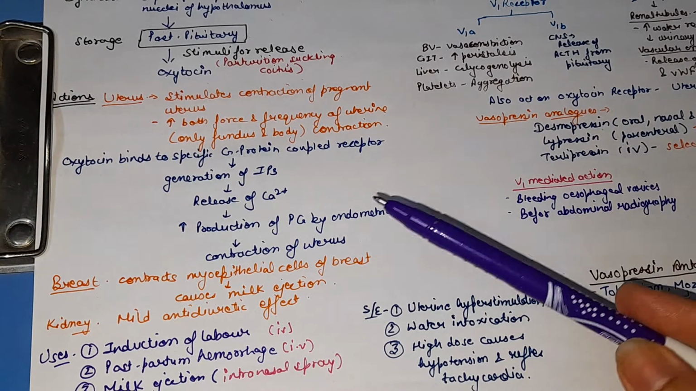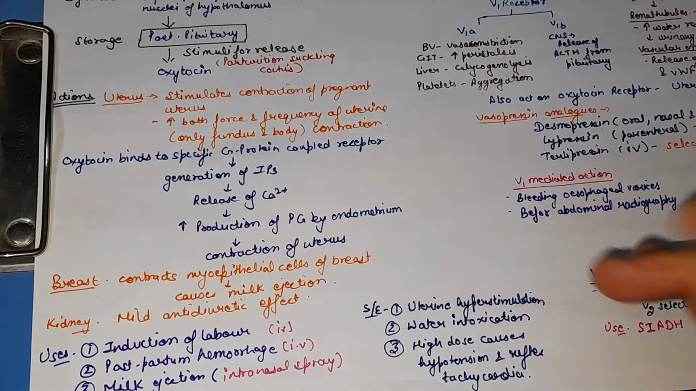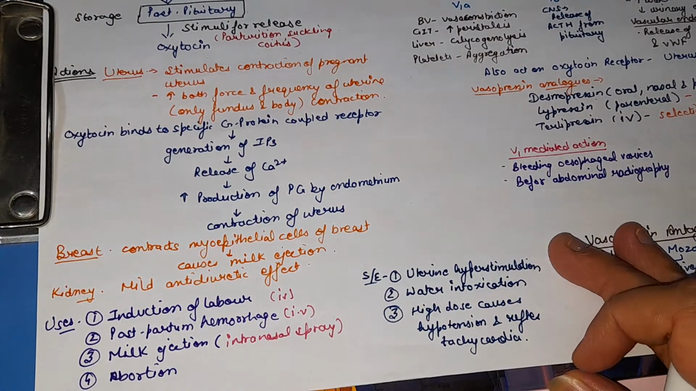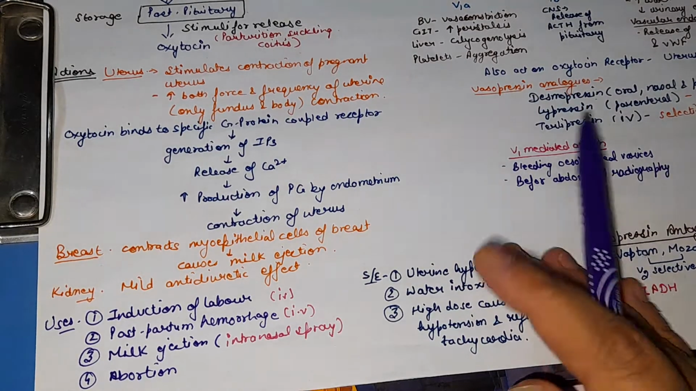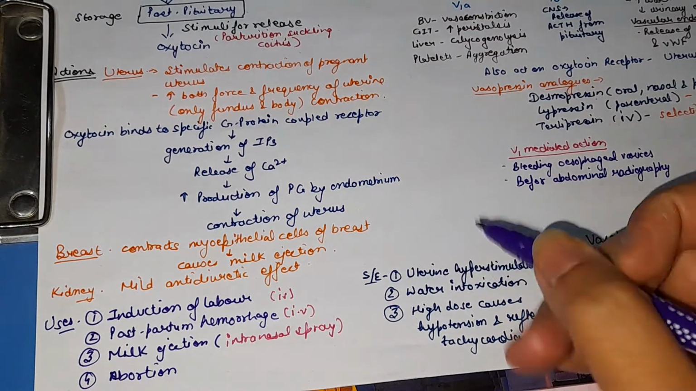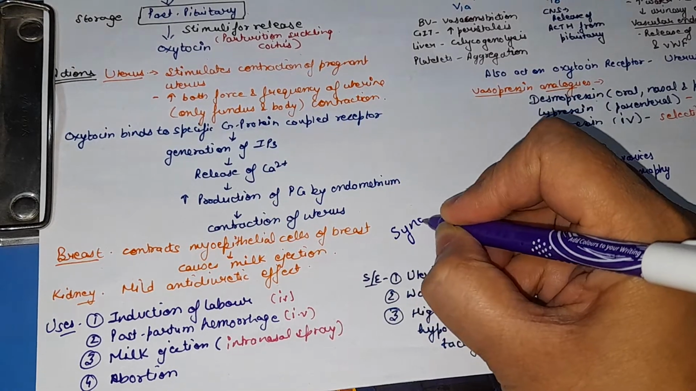Preparation and route of administration. Oxytocin is not effective orally since it is a peptide. So synthetic oxytocin is commonly used, and it is administered as IV infusion or intramuscularly. The preparation which is available of oxytocin is syntocinon.